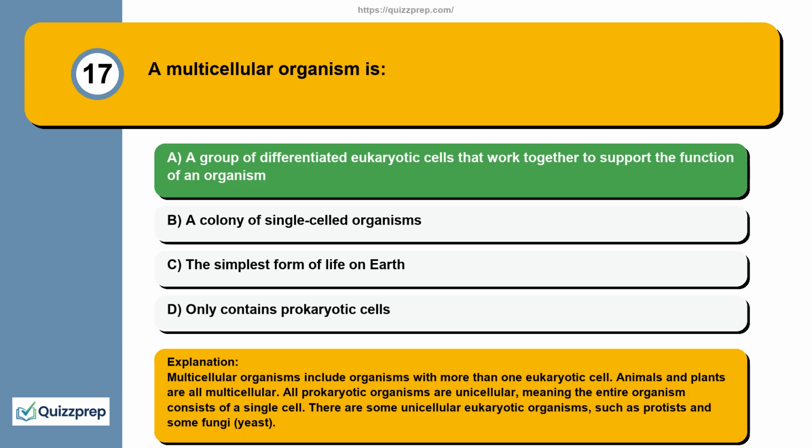Multicellular organisms include organisms with more than one eukaryotic cell. Animals and plants are all multicellular. All prokaryotic organisms are unicellular, meaning the entire organism consists of a single cell. There are some unicellular eukaryotic organisms, such as protists and some fungi, yeast.